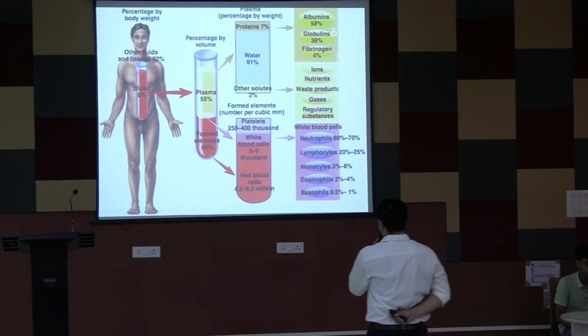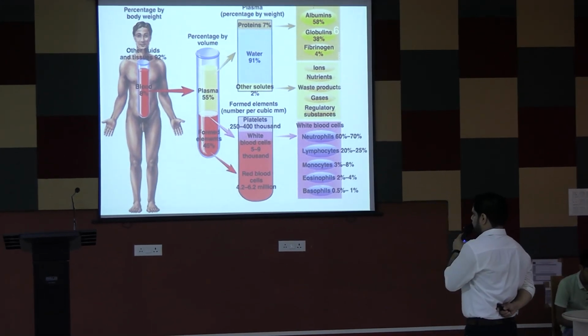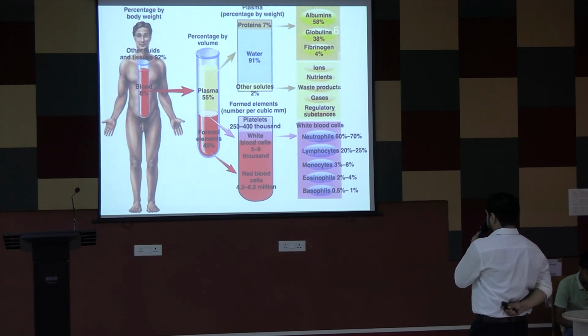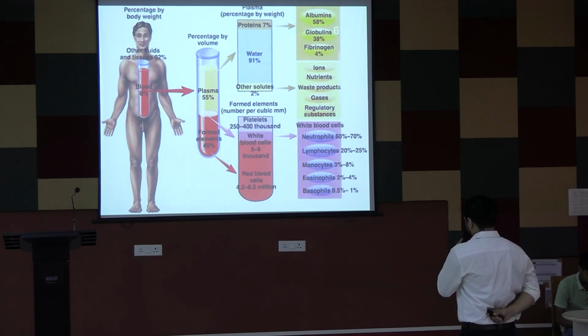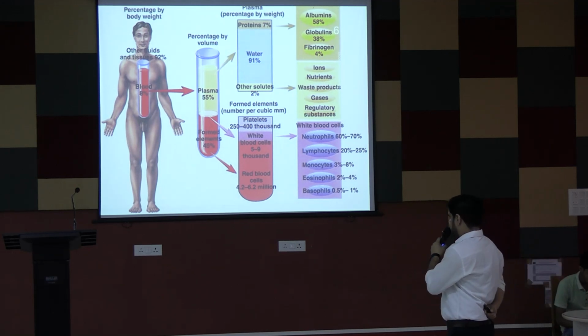Platelets 250 to 400,000, white blood cells 5 to 9,000, red blood cells 4.2 to 6.2 million. And white blood cells are neutrophils 60 to 70%, lymphocytes 20 to 25%, monocytes 3% to 8%, eosinophils 2% to 4%, and basophils 0.5 to 1%.